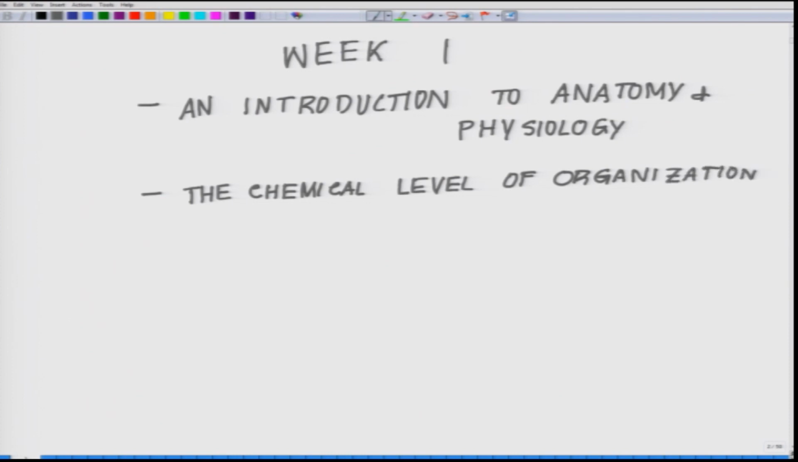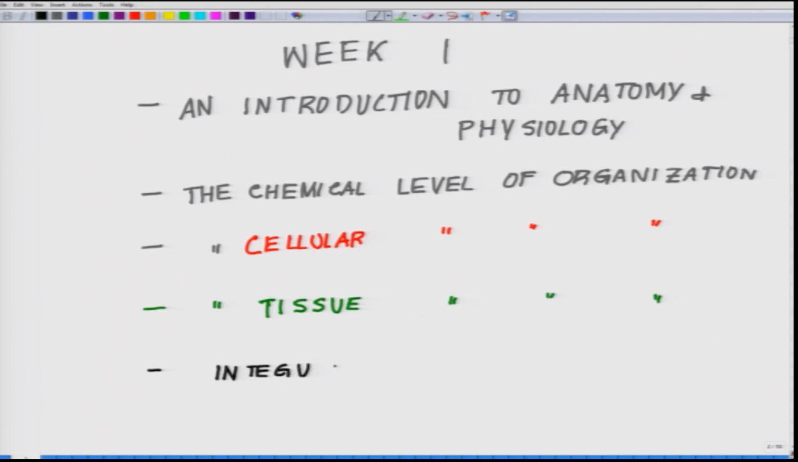Next one is the cellular level of organization. Next will be the tissue level of organization. And the fifth one will be the beginning of a system. The very first system we'll be dealing with will be the integumentary system.